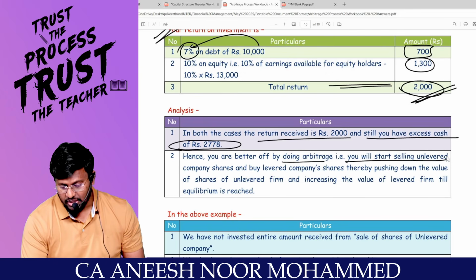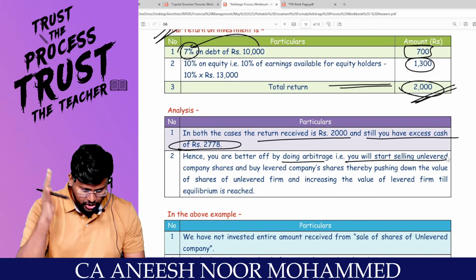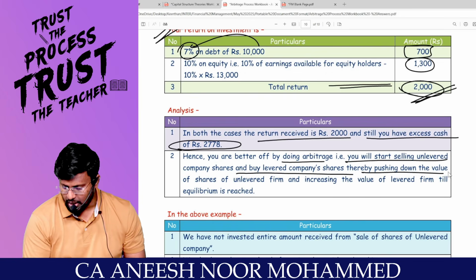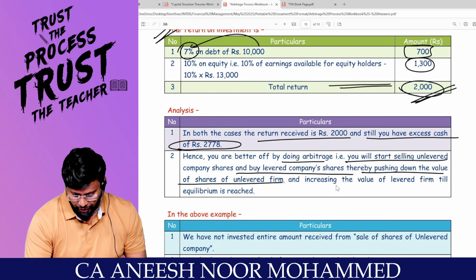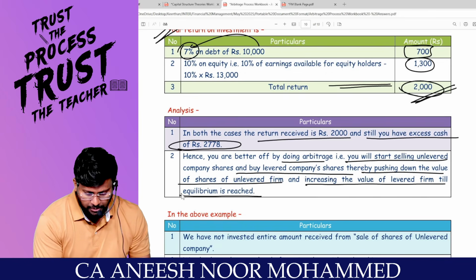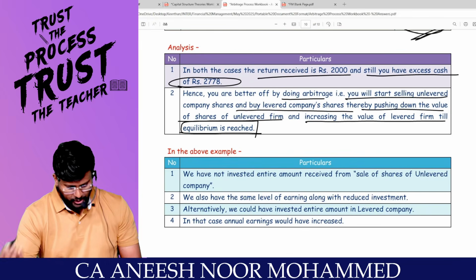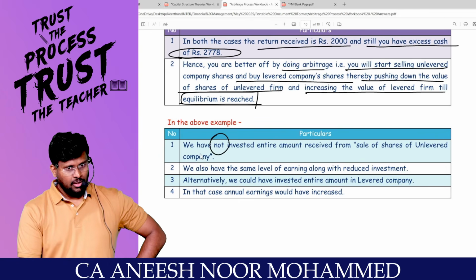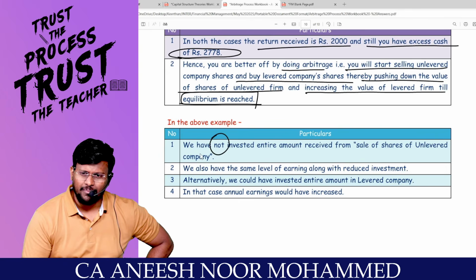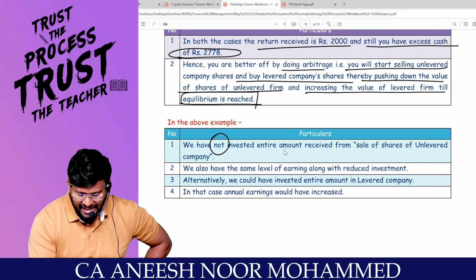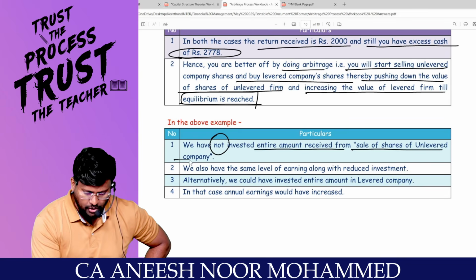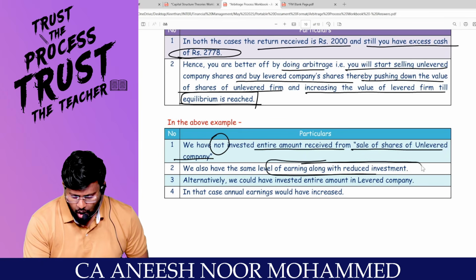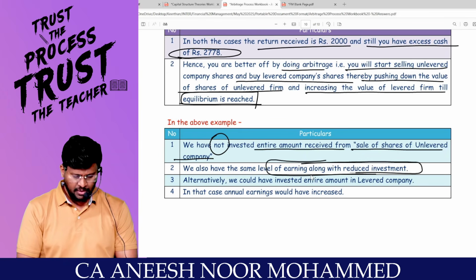Arbitrage. That means you will start selling the shares of which company and buy which company's shares, thereby pushing down the value of shares of the unlevered firm and increasing the value of the levered firm till equilibrium is reached. So in the above example, sir, have you invested 100%? No, sir, because you still have money. We have not invested the entire amount received from the sale of shares of the unlevered company. We have the same level of earnings along with the reduced investment. Am I right? Yes, sir.